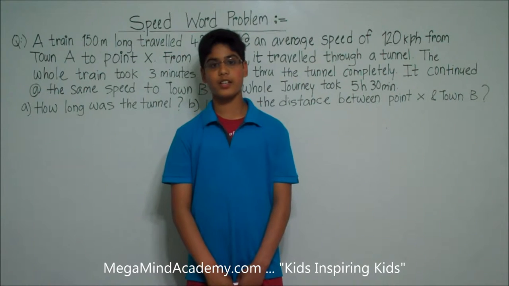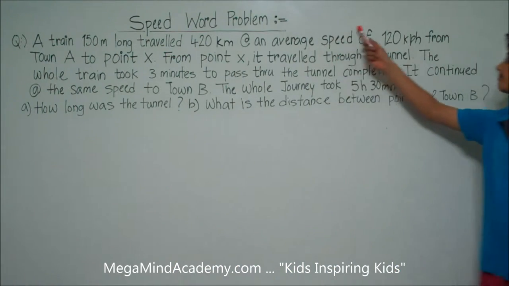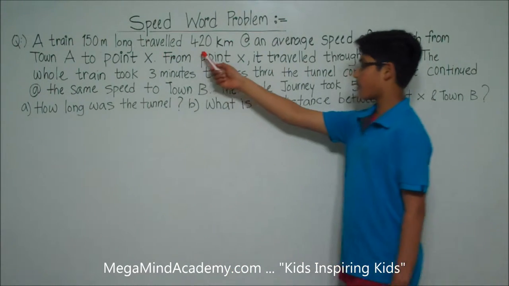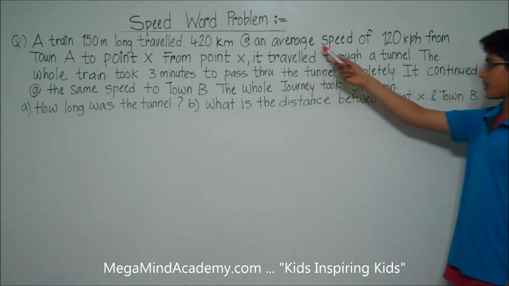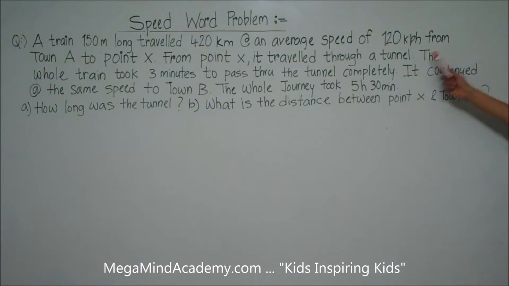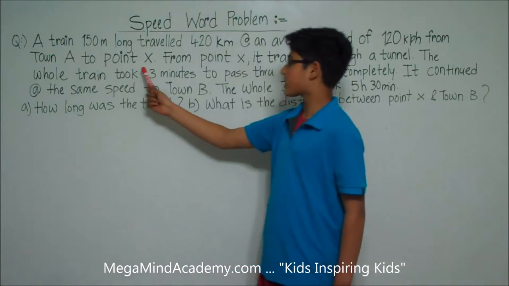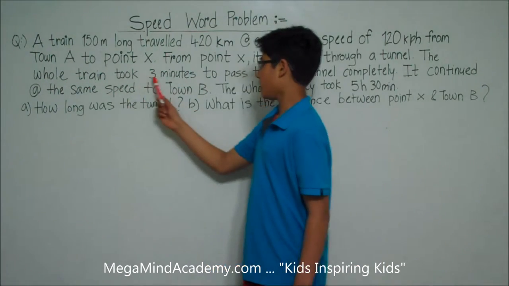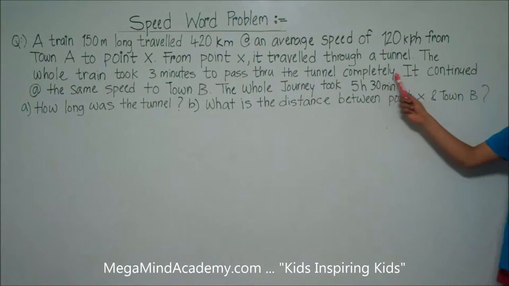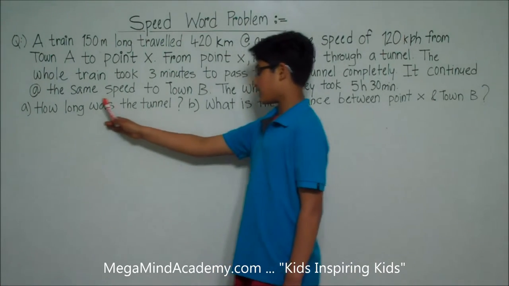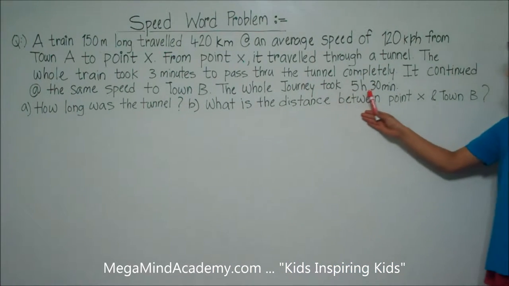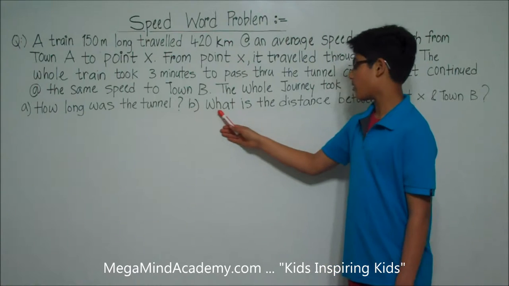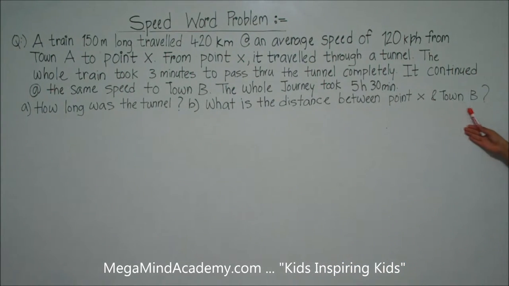Today we're going to learn about speed word problems. Let's say we have a problem like: a train 150 meters long traveled 420 kilometers at an average speed of 120 kilometers per hour from town A to point X. From point X, it traveled through a tunnel. The whole train took 3 minutes to pass through the tunnel completely. It continued at the same speed to town B. The whole journey took 5 hours and 30 minutes. A. How long was the tunnel? And B. What is the distance between point X and town B?